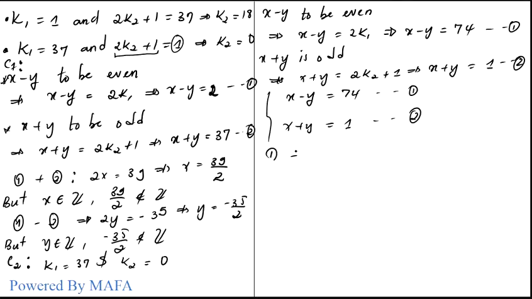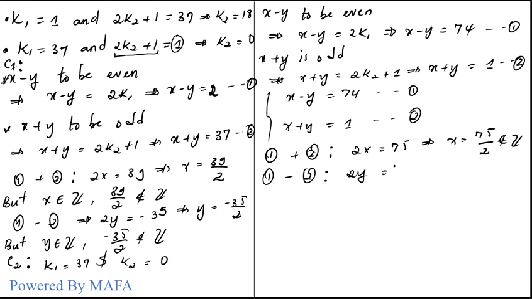Now equation 1 plus equation 2, we have 2x is equal to 75, meaning x is equal to 75 divided by 2, which is not an integer. Equation 1 minus equation 2 says 2y is equal to 73, meaning y is equal to 73 divided by 2, which is not an integer. So these are the various contradictions.